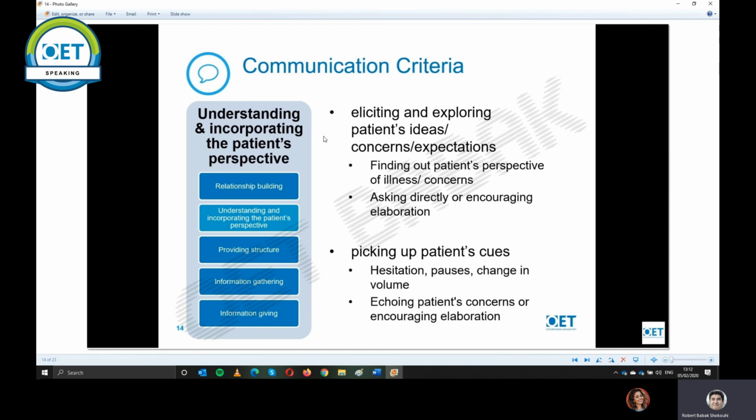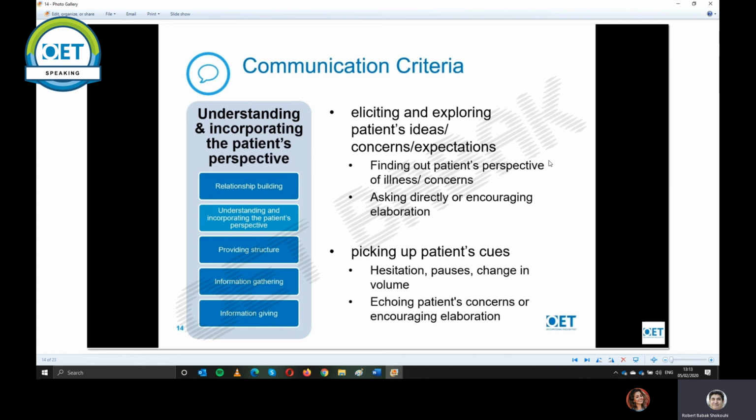The next is understanding and incorporating the patient's perspective. Well, it means eliciting, means taking out, extracting, and exploring patients' ideas, concerns, expectations. ICE. Have you heard of that? No. ICE. Okay, you will hear a lot about ICE. Nice. You will have ICE until the day you retire.